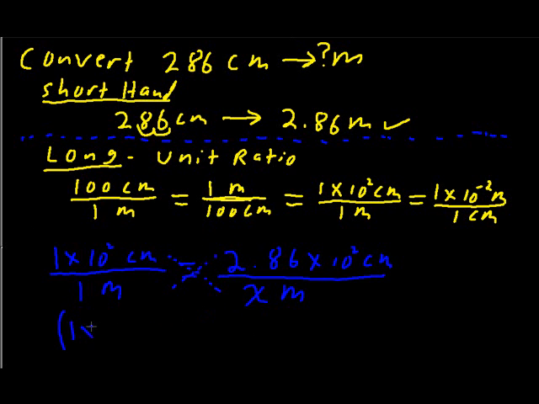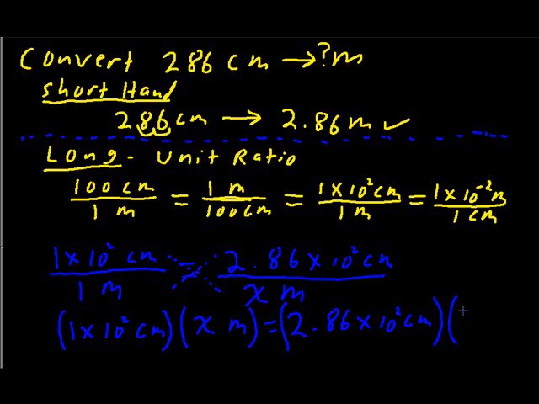So 1 times 10 to the second centimeters is multiplied times x meters, which is equal to 2.86 times 10 to the second centimeters times 1 meter. Now, this will be important to take a look how to set this thing up. So I'm going to skip to another page and actually work this out.